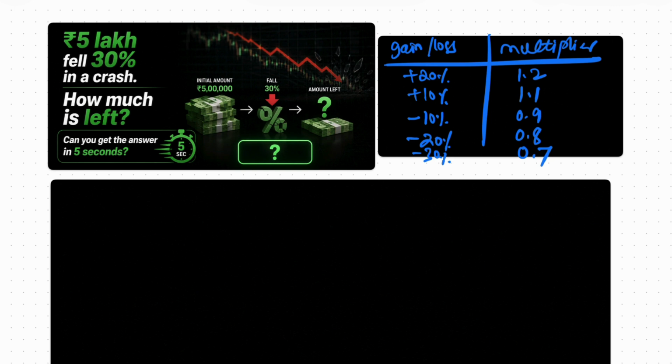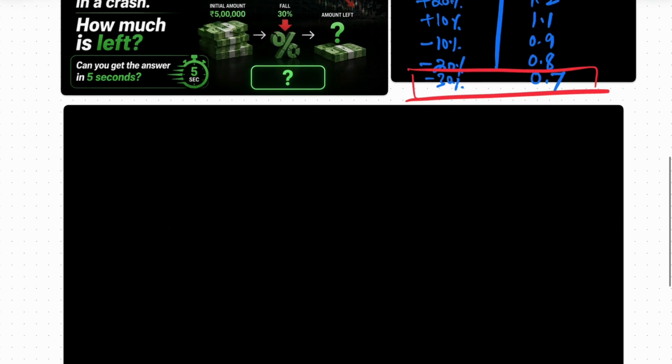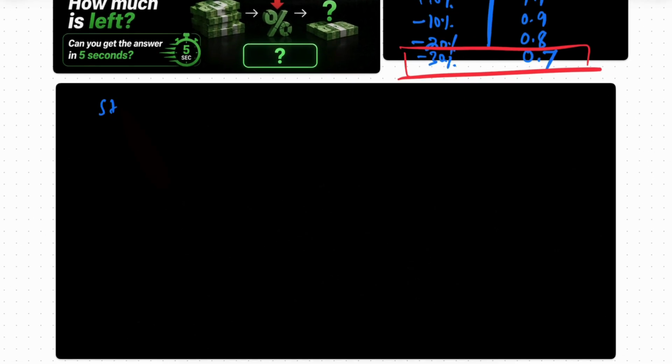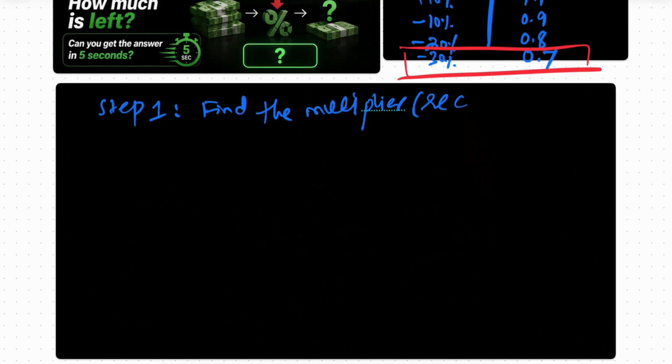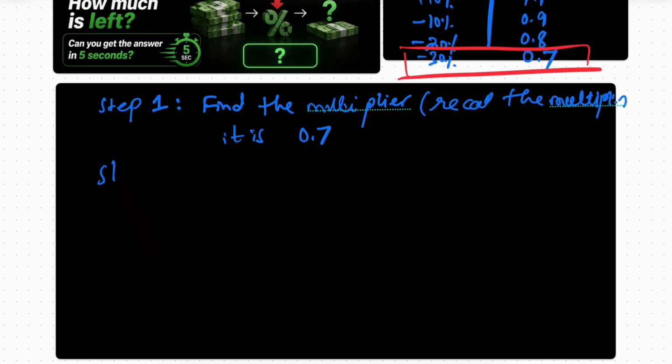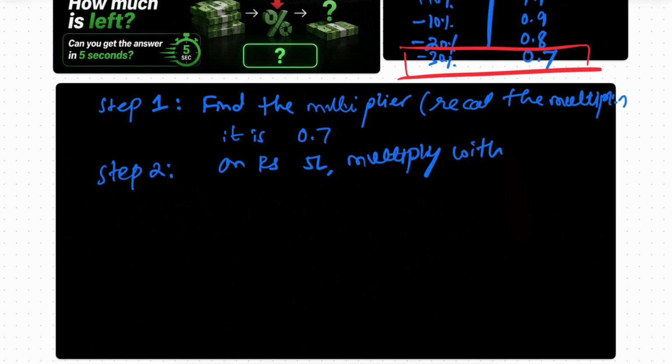But for the current example, since loss is 30%, we are going to use a multiplier of 0.7. Now what does this translate to? So step 1 is find the multiplier or recall the multiplier. So here in this case it is 0.7. Step 2 is, on rupees 5 lakhs you multiply with 0.7. So 5 lakhs into 0.7 becomes 3.5 lakhs. So you can use the multiplier. This is one way of doing it.